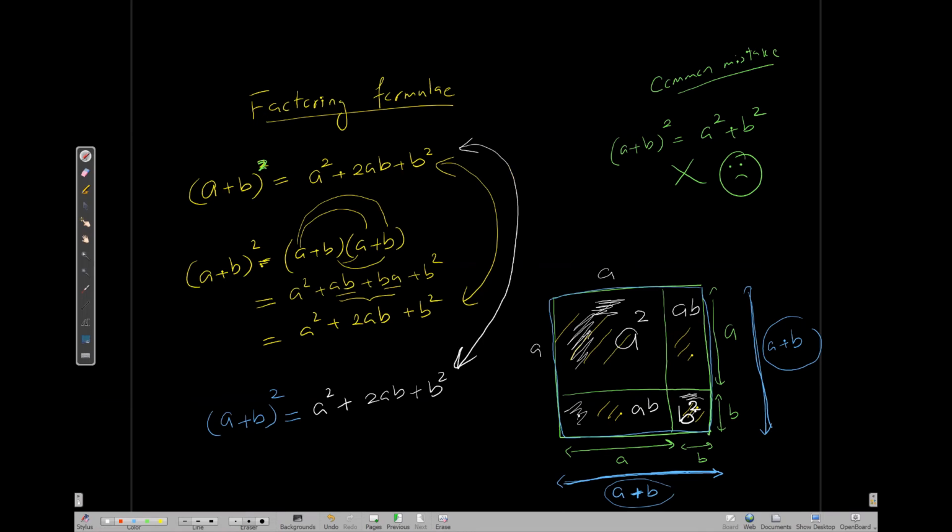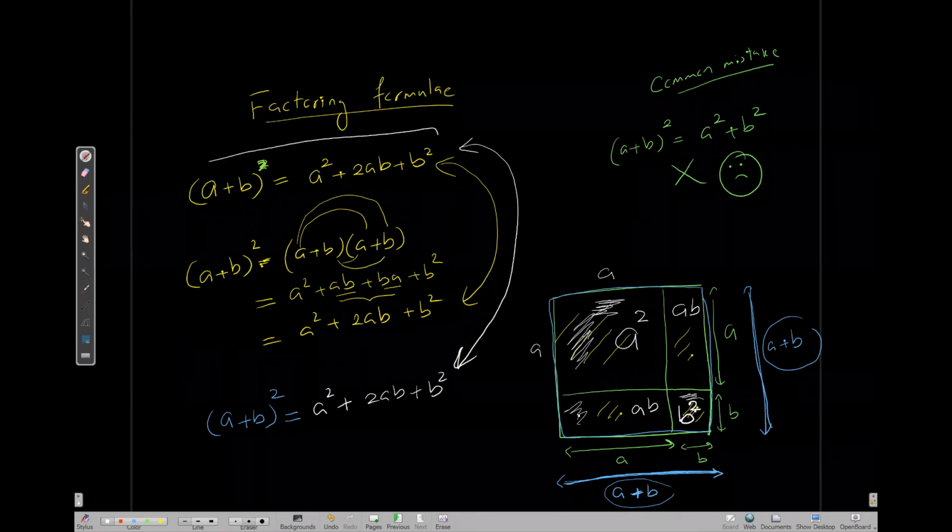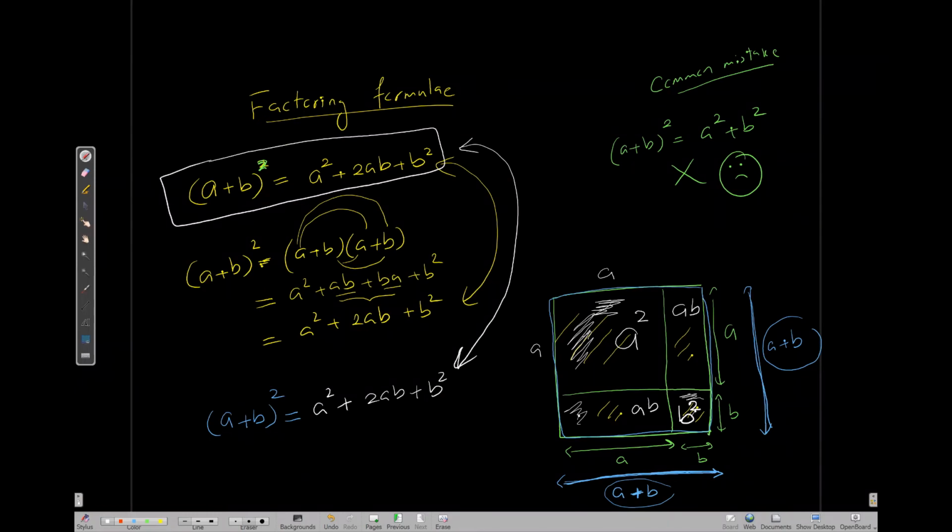Now, for most of these formulas, there is a nice geometric way of interpreting it. Whenever the time is right, I will talk about those things. But anyway, let's go back to our factoring formulas. Now, this is the thing that you need to remember. Now, I explained it to you. Let's see some examples.